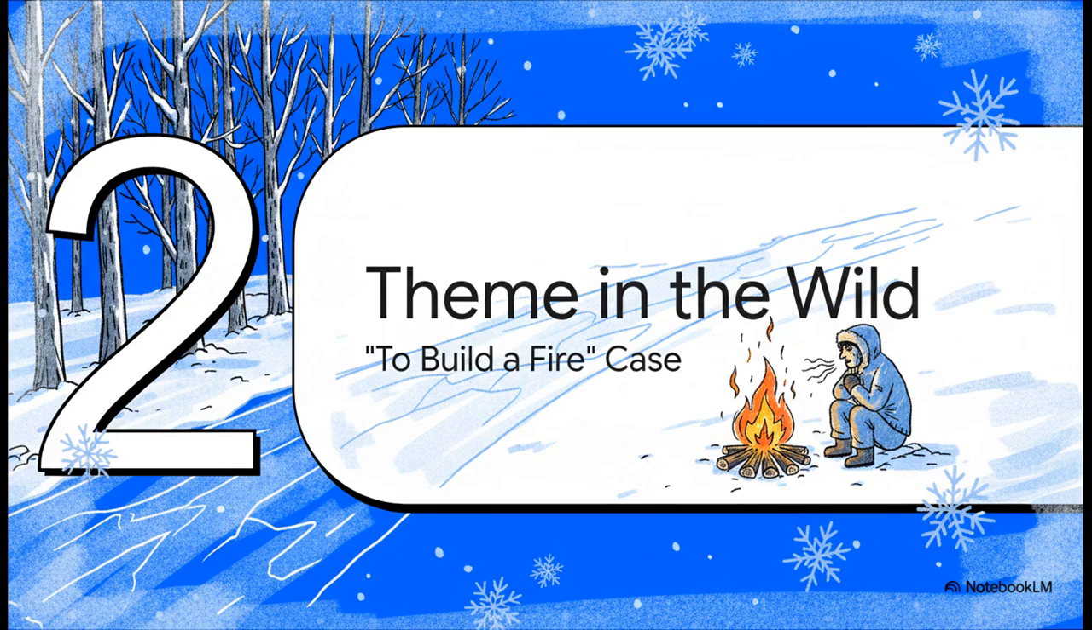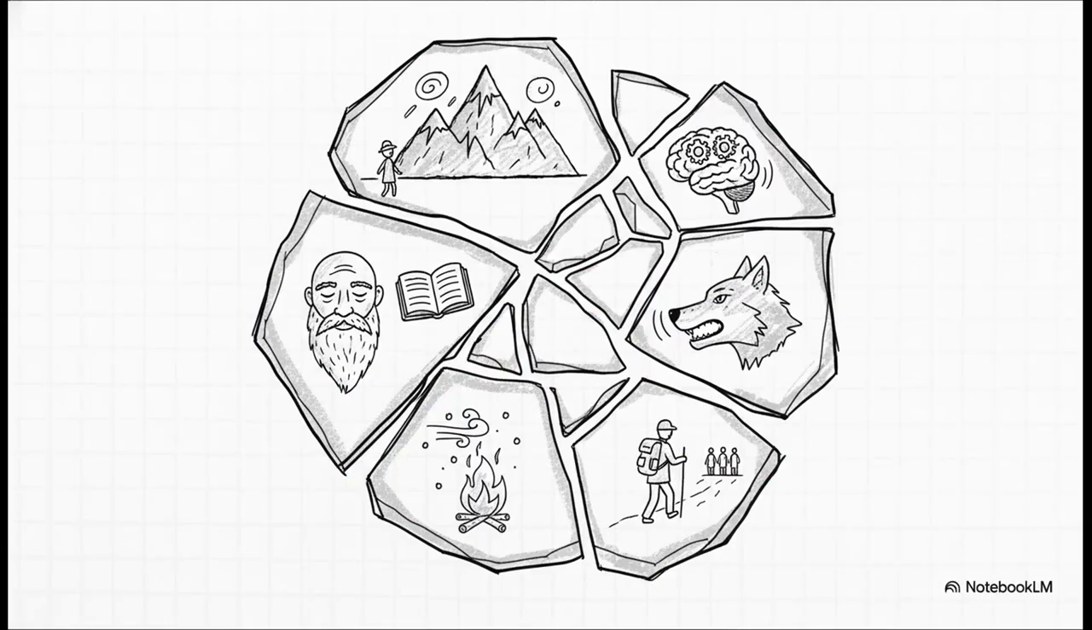All right, enough with the theory. Let's see how this stuff actually works in the wild, right? We're going to dive into a classic and honestly pretty terrifying short story, Jack London's To Build a Fire. So this story about a guy trying to survive the insane cold of the Yukon, oh man, it is just dripping with powerful themes. You've got man versus nature, the difference between wisdom and just knowing things, and the deadly danger of being arrogant.